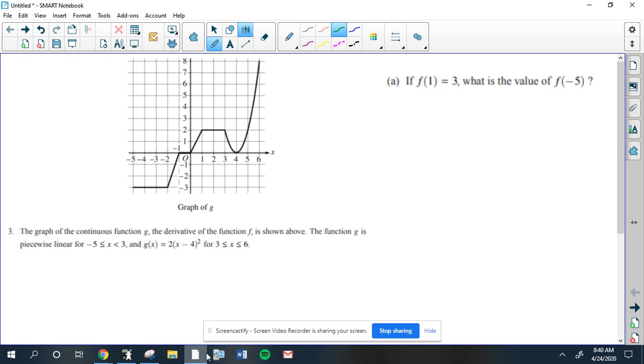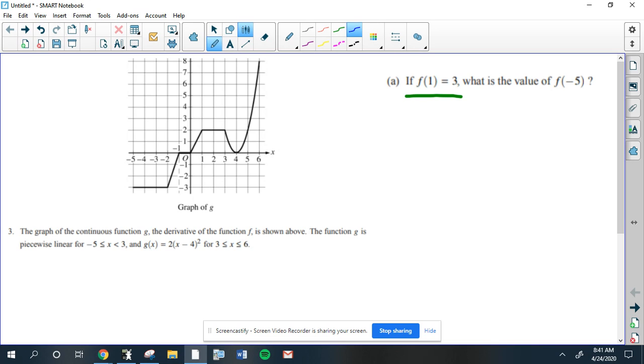First, question A: if f(1) = 3, that's an initial condition. So that's an indicator that we're probably going to have to integrate, because to get any values from integration, we need an initial condition. What is the value of f(-5)? So how does f fit in? Well, it says g is the derivative of the graph of f.